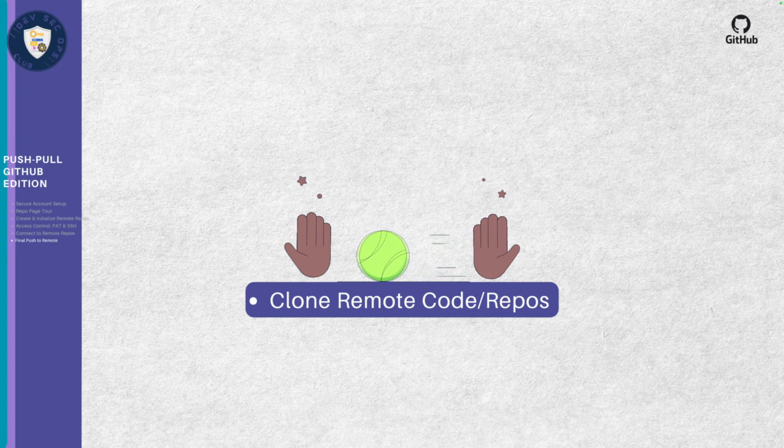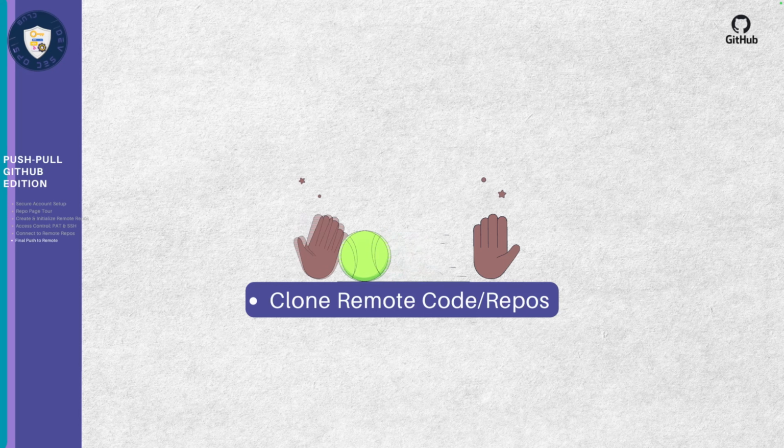Now we connected with the repository. Thank you, Tarun, for the feedback. We created an account, then we created a repository, and after creating the repository, we created a token, right? So we have prepared very well. We also connected our local repository with the remote one. Here there are two options: cloning the remote code or repository.